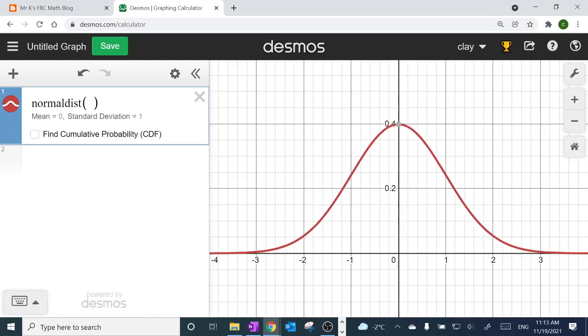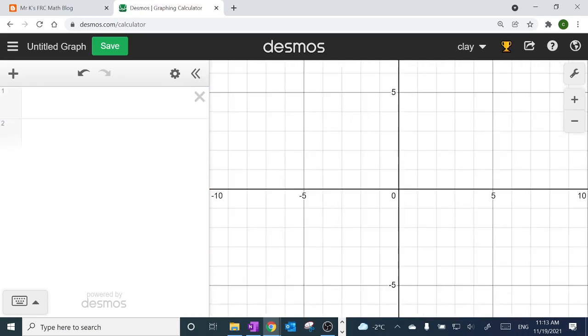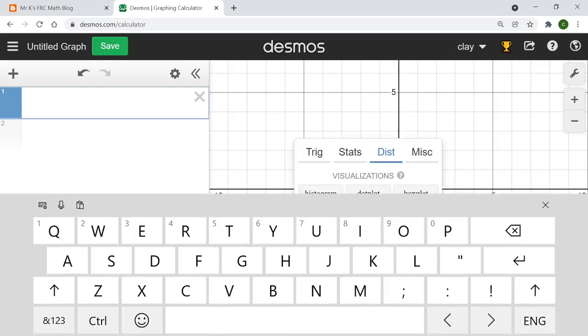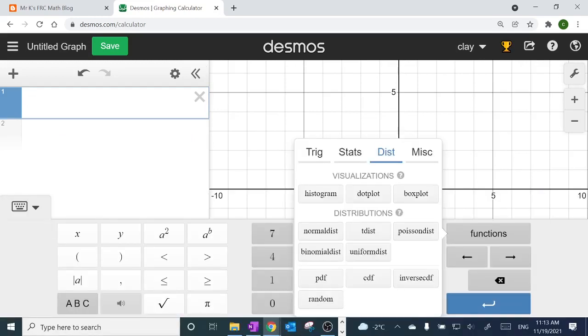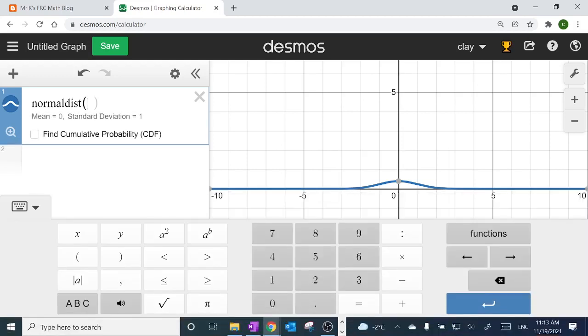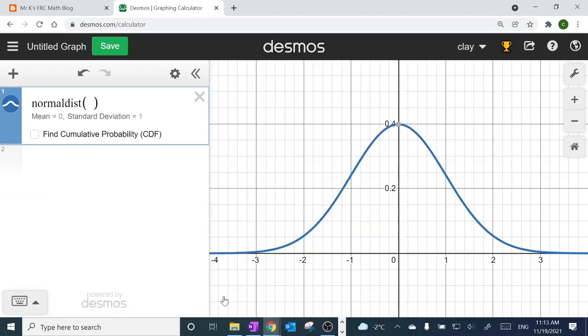Isn't that nice? Okay, so let me start that over. Go back, starting from scratch. Go to functions, normal distribution, and then hit this zoom fit button up here. And there you go. You got a nice normal distribution, right?